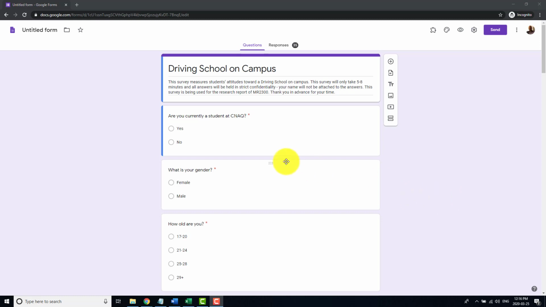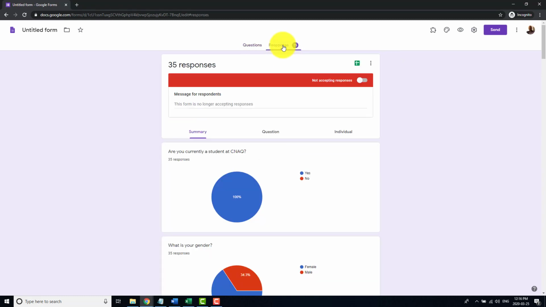So what we're going to do here is, in Google Forms, show how to get the data from your survey and how to do the crosstab. Okay, so the example I'm starting off with, as you can see here, is from our previous year's assignment. It's a driving school on campus. And what we have is the survey. Now everybody has their own survey, of course, but what's important are your responses. So the responses are up here, all right?